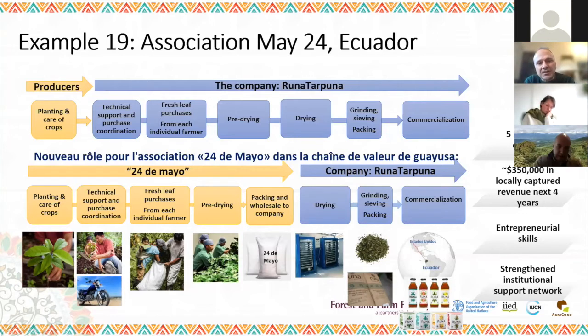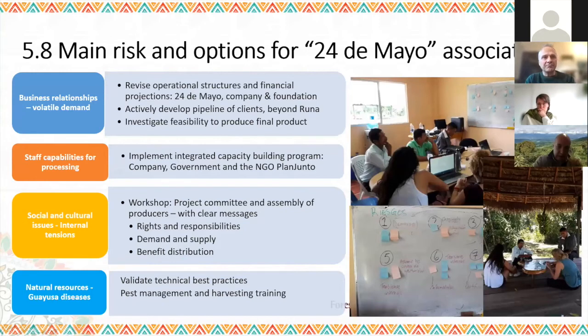They wanted to plant the crops, to provide technical support for fertilizers and pesticides. They wanted to do the purchasing from all their member farmers. And then they wanted to pre-dry the tea and pack it for wholesale. So they wanted to take on many more elements of the business. And because they'd done this thorough assessment of challenges, they then developed a series of challenges. And let's just talk about the left-hand side.